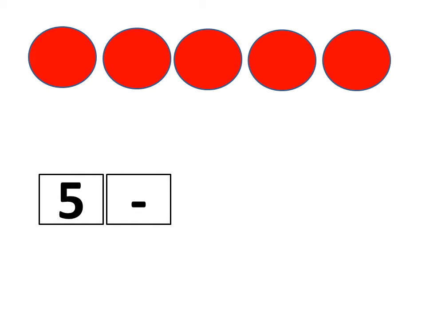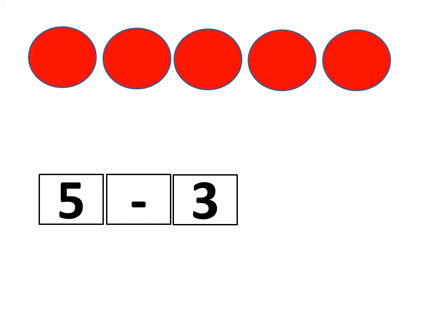Now kids, I want you to look at the picture. How many circles you can see? Very good. It's 5. And since we are studying subtraction, we are going to use the minus sign. It means when you see a minus sign, you are going to remove or take away. So there's a number 3. It means you are going to remove 3 objects.